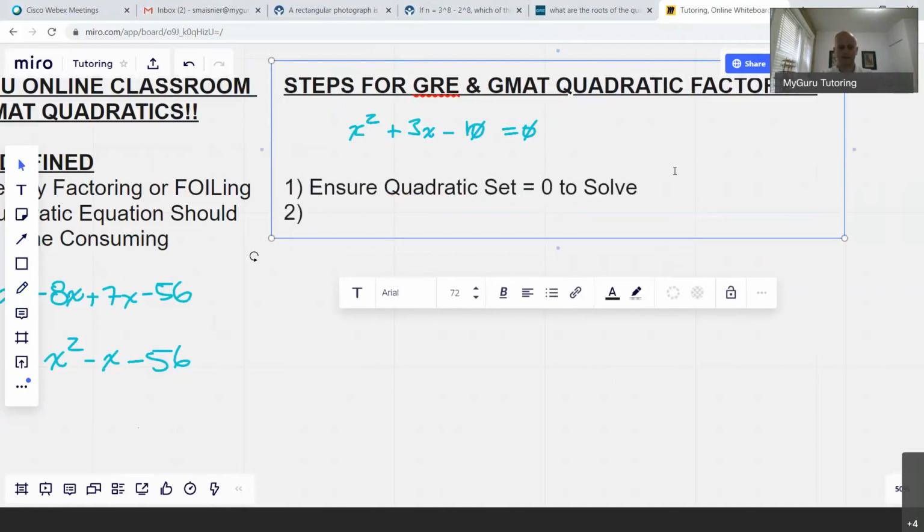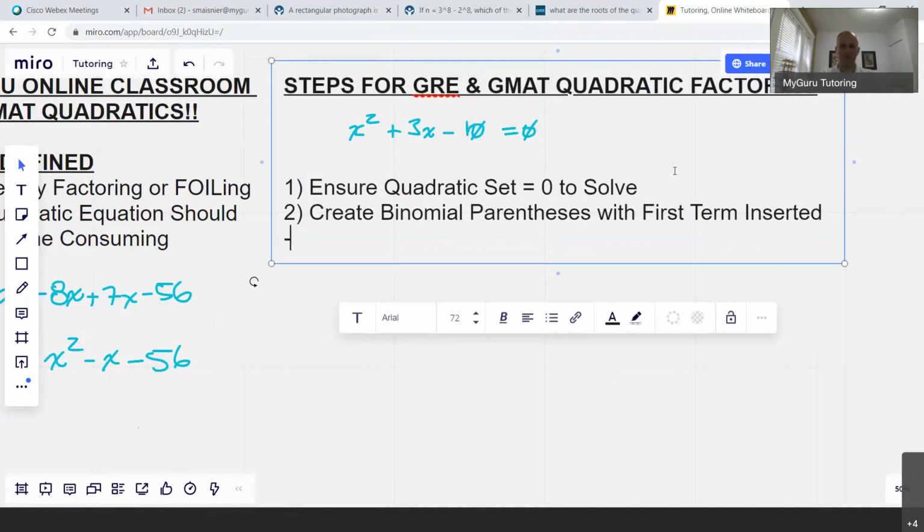Then you want to create binomial parentheses with the first term inserted. Because the first term here should be the easiest thing to identify. So if we're looking at x squared plus 3x minus 10, we've got to have these parentheses created. So what will be the first term for each binomial?